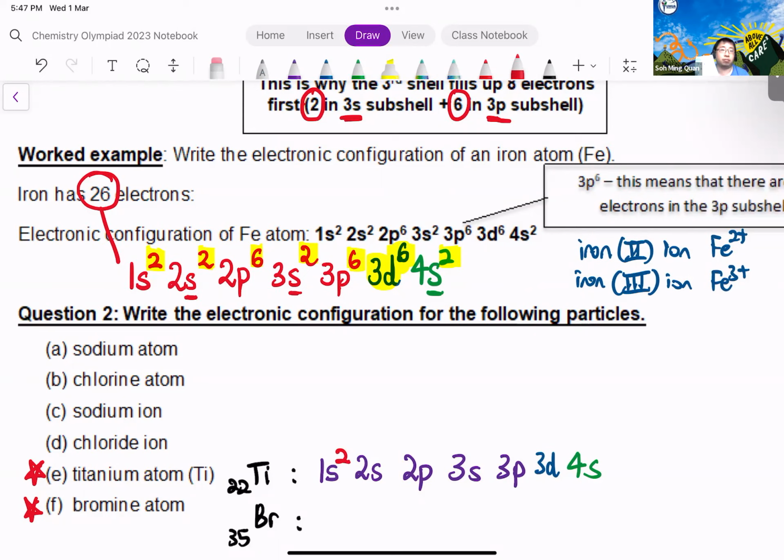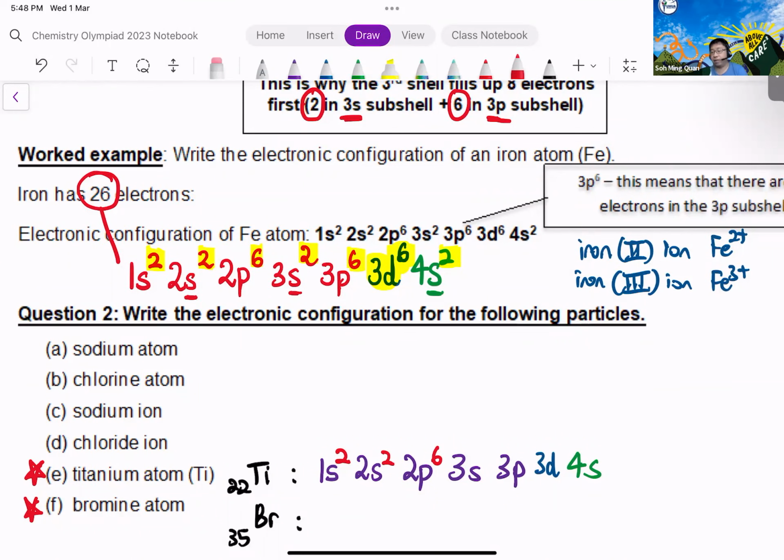2s is the next one. 2s, how many electrons? 2. After 2s, what's next? 2p. P, maximum 6. So again, 1s2, 2s2, 2p6.